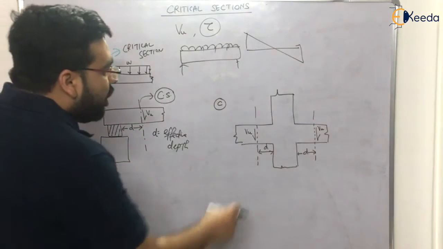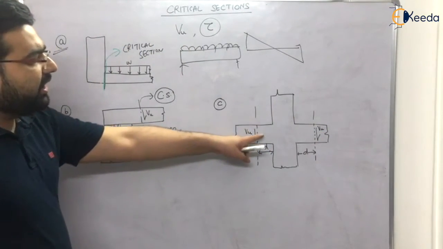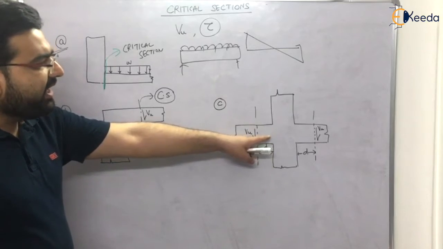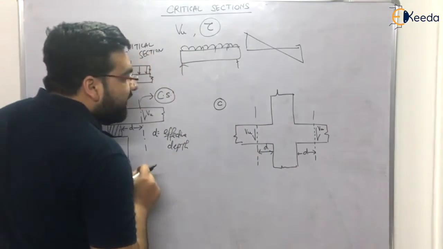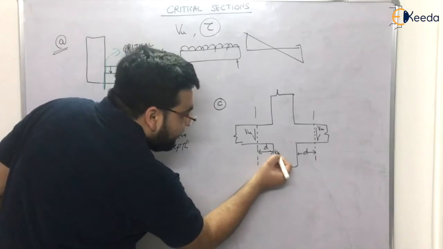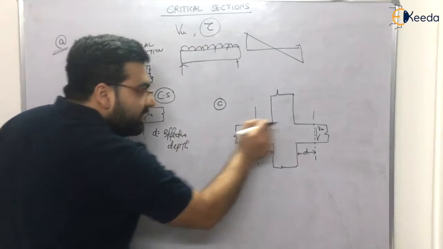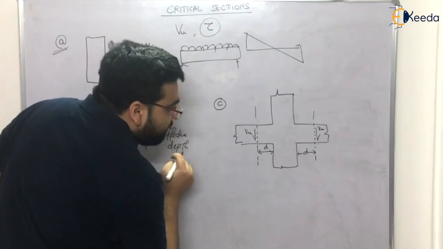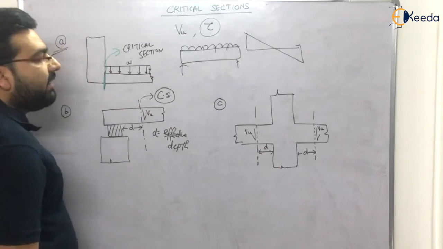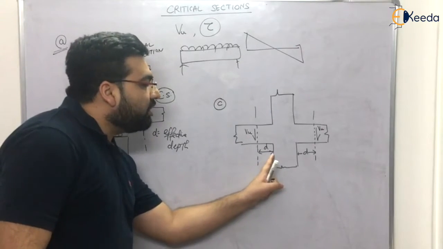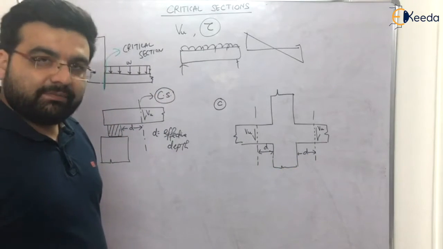The third case is, if we have this type of beam, known as continuous beams. Let us say this is a support, this is a column, this is again a column, this is a beam, this is a beam. So at this type of section, at a distance of small d, the effective depth, from the face of the beam or the bottom column, is considered to be the critical section.